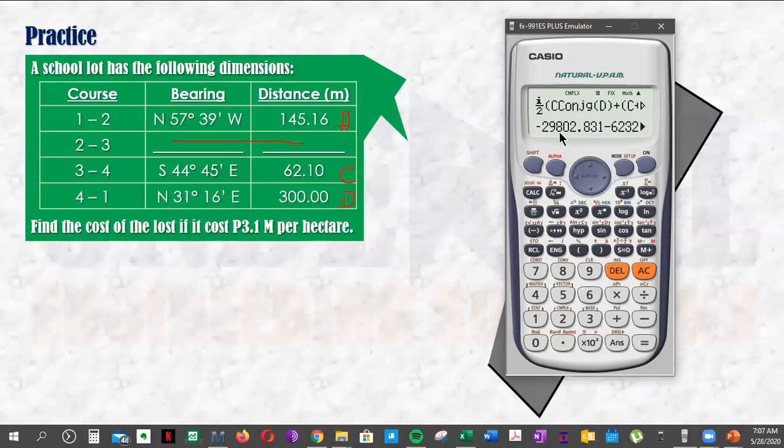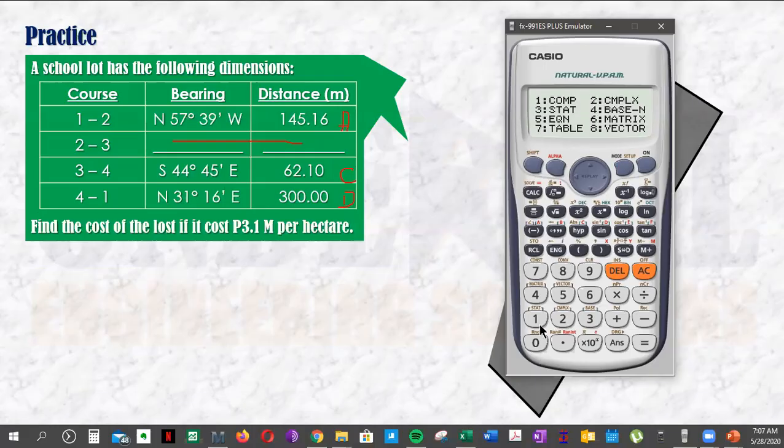So that gives me 29,802. So again, do not mind that negative sign. No? Do not mind that. So the area is 29,802.83 squared meters. Take note, the area is in squared meters.